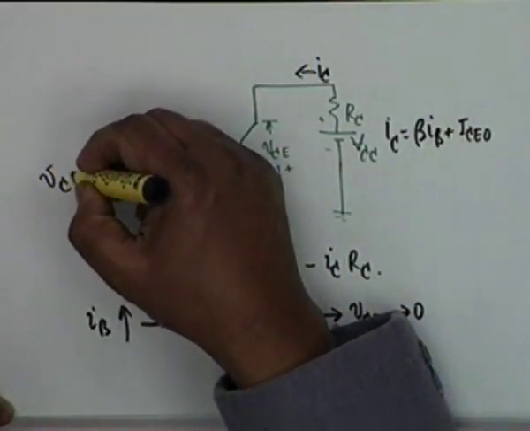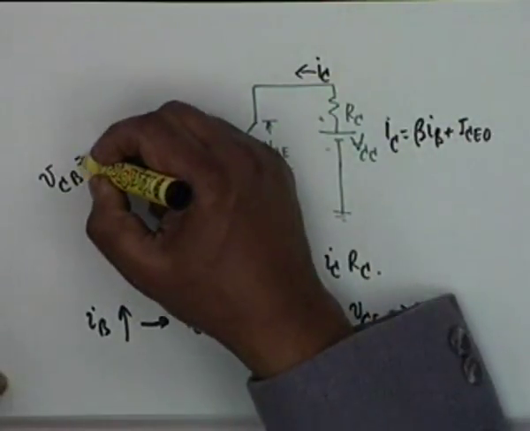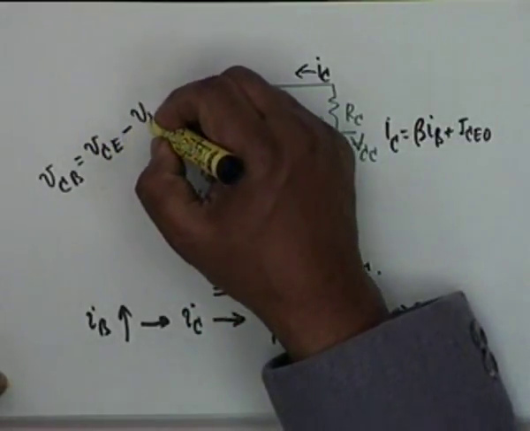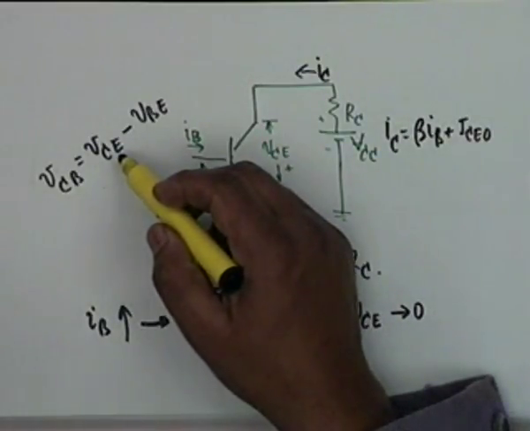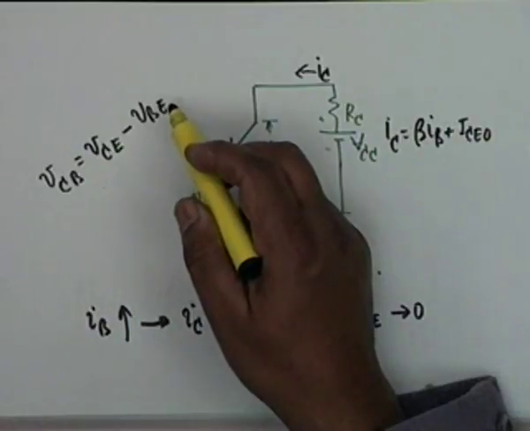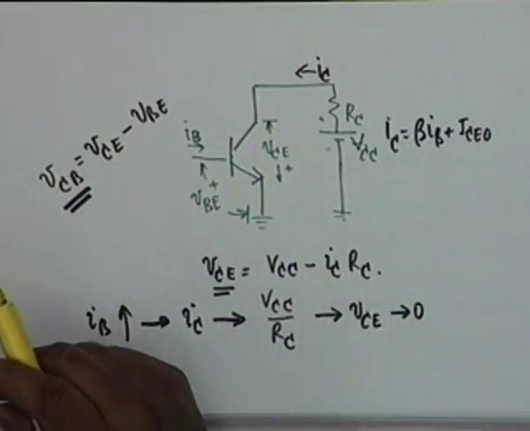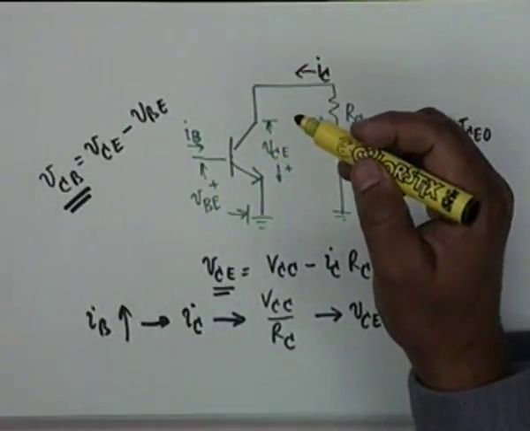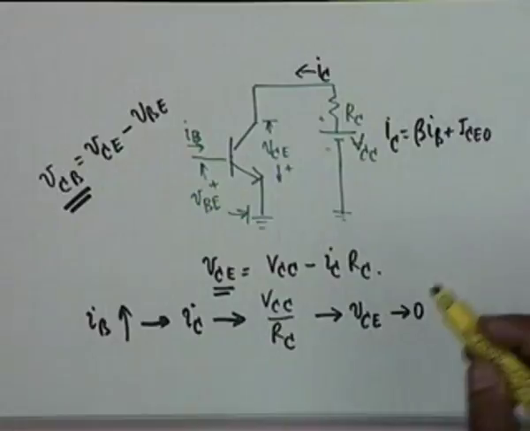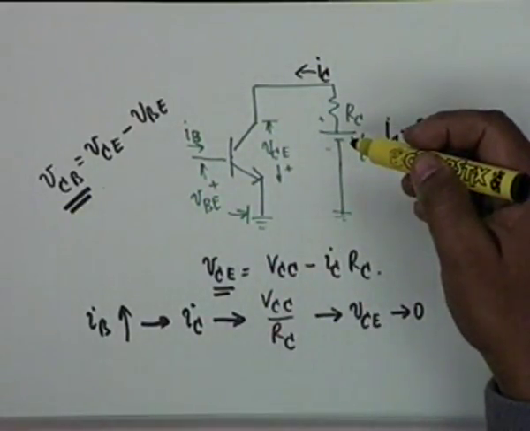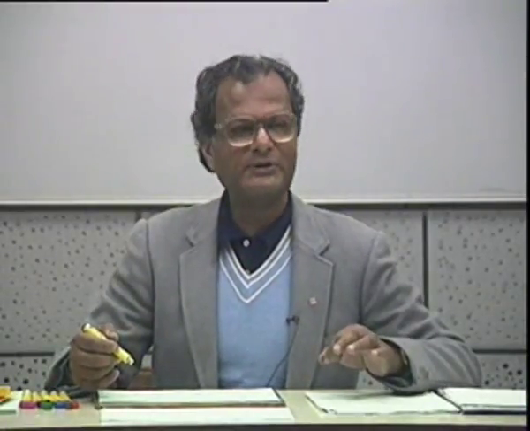If VCE tends to 0, this voltage tends to 0, then what will happen is VCB, that is the voltage between the collector and the base, which I can write as VCE minus VBE, agreed? VCE tends to 0 and VBE is left at 0.7, and therefore VCB becomes negative. What does it mean? If the collector base junction voltage is negative, then the collector base junction becomes forward biased. All right. So it is this external circuit which under certain conditions can dictate the biasing of the two junctions.